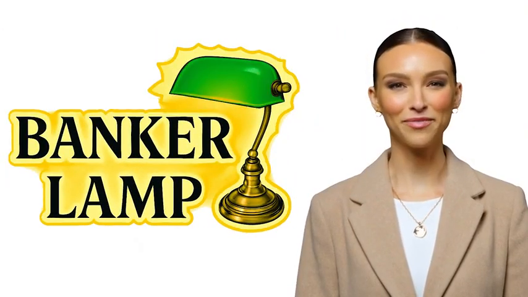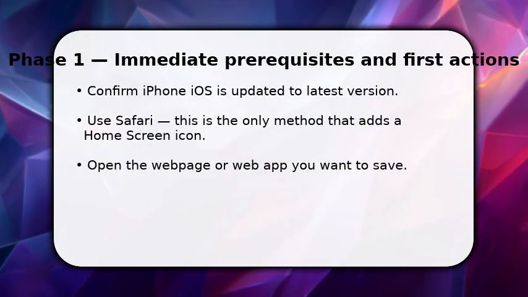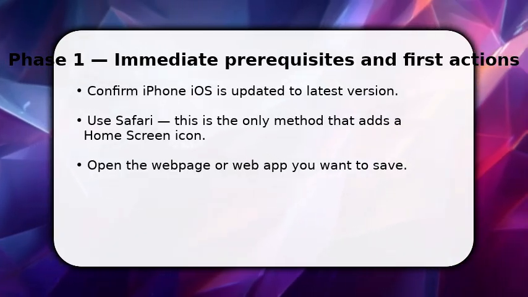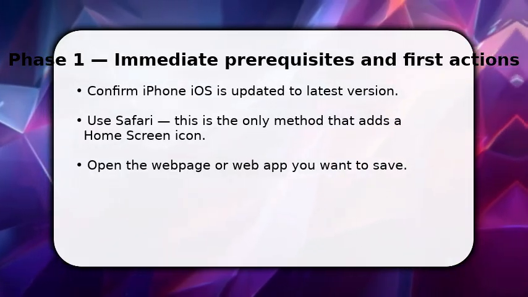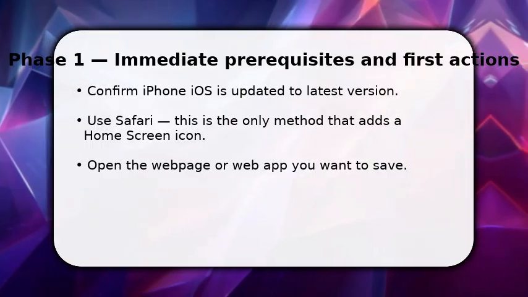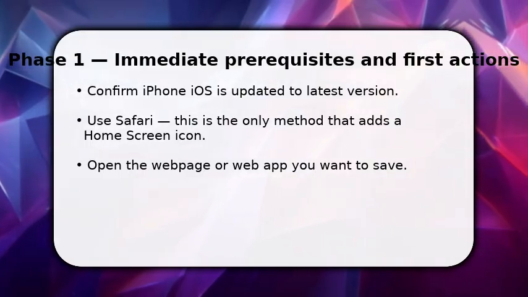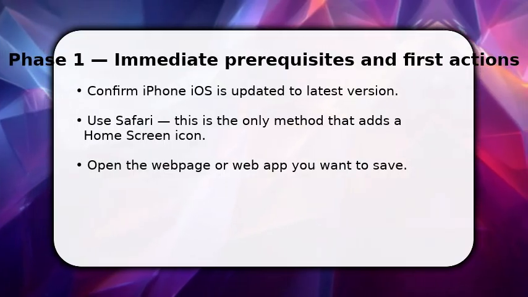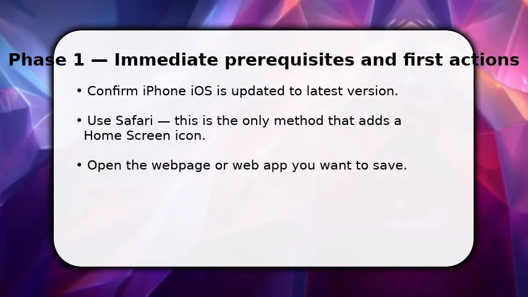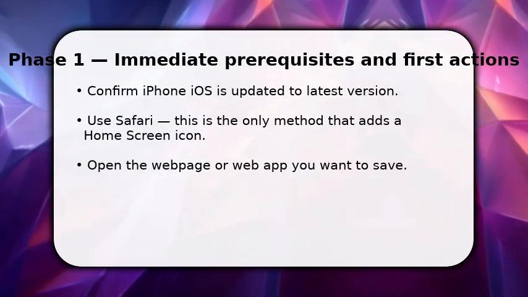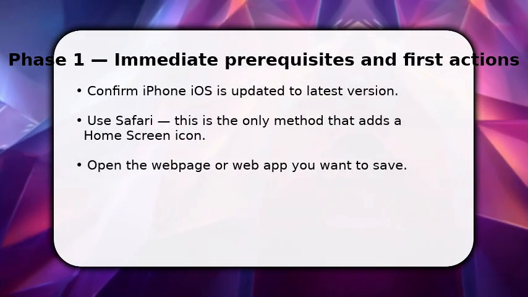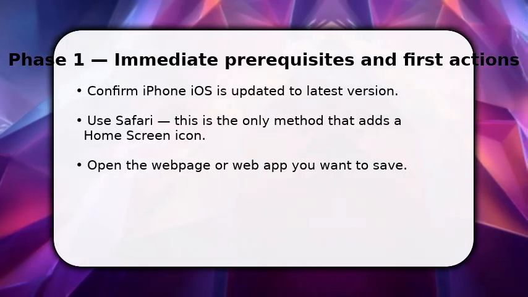Please enjoy the video. You need to start in Safari. That is the one supported path. First, make sure your iPhone is updated, because Safari behaviors change with iOS. Next, open the exact web page or progressive web app you want as a home screen icon. Once the page loads, inspect the address bar and page layout. Make sure you are on the final landing page, not a redirect.